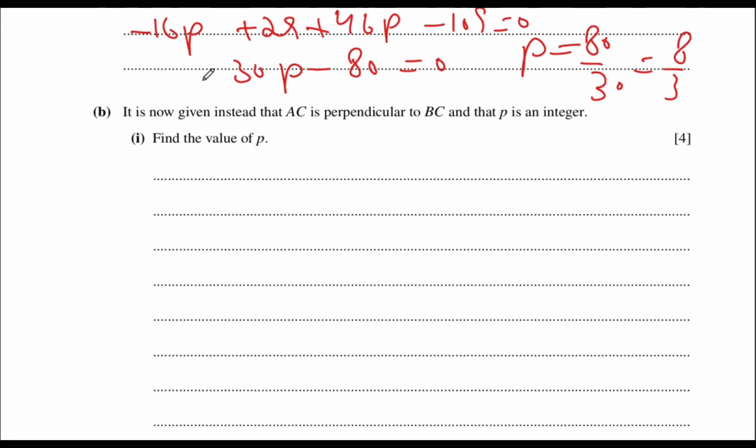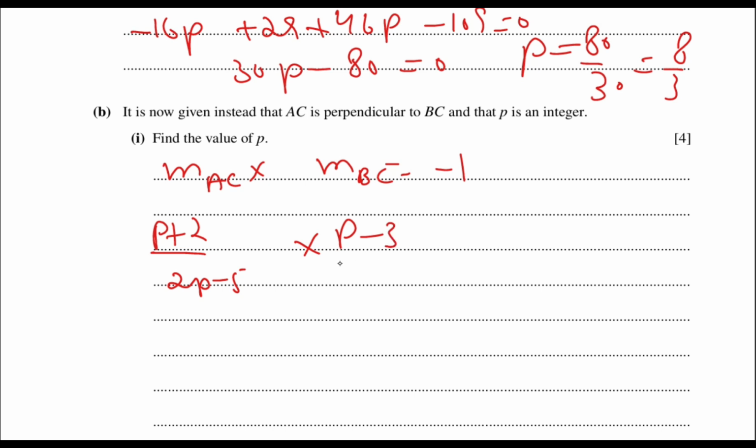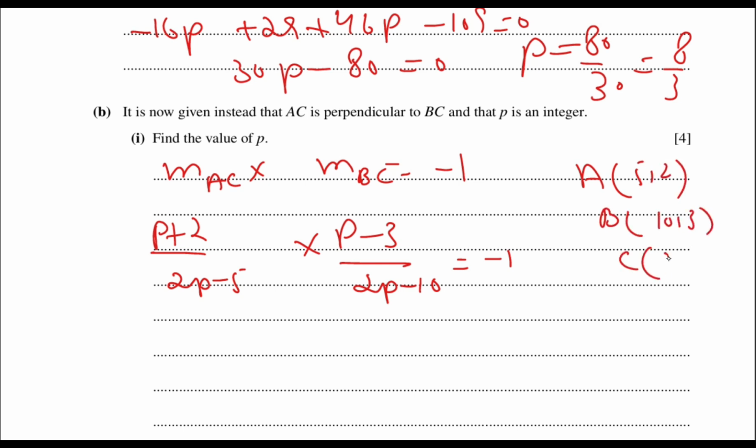It is now given instead that AC is perpendicular to BC and that p is an integer. Find the value of p. As AC is perpendicular to BC, the product of their gradients will be -1. So by using their coordinates, we will have (p plus 2) over (2p minus 5) times (p minus 3) over (2p minus 10) equal to -1. A was 5, -2, B was 10, 3, C was 2p, p.